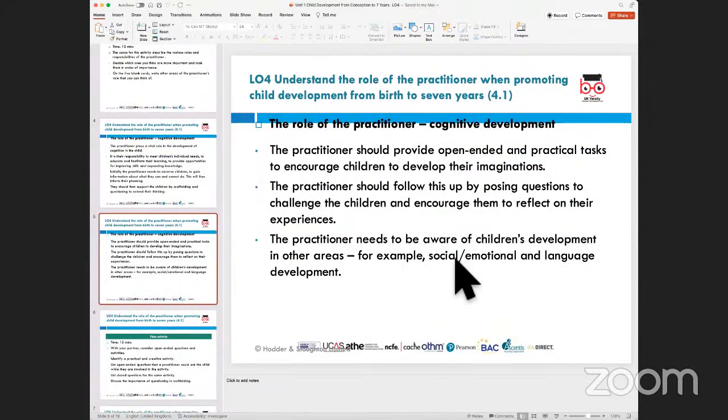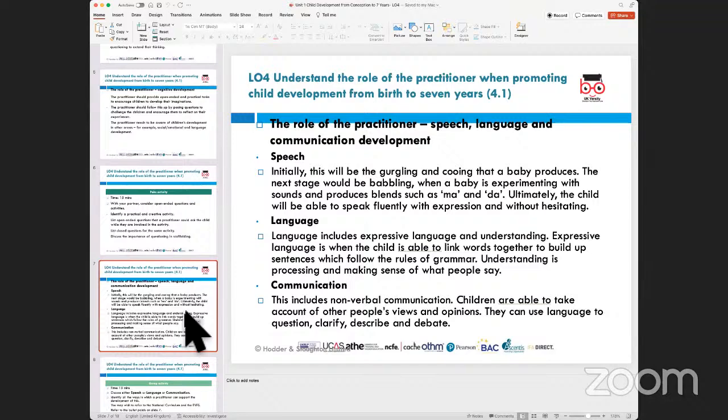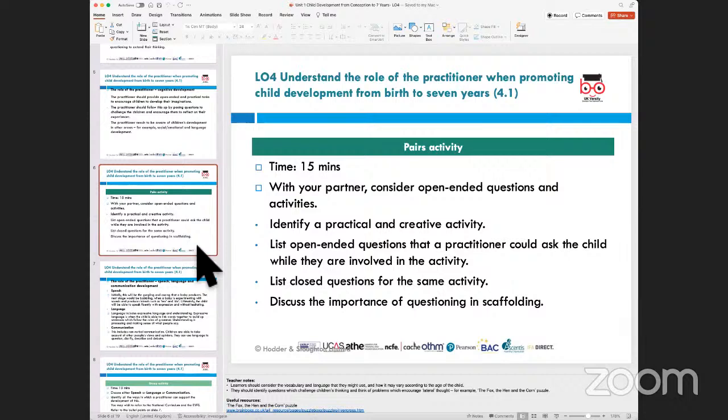Right. The second part that we look at, when we talk about speech, language, and communication development, is that we need to be able to think of situations where you, as a practitioner working within this setup, would need to do communication and language development, speak to the children, or encourage them to talk to each other.